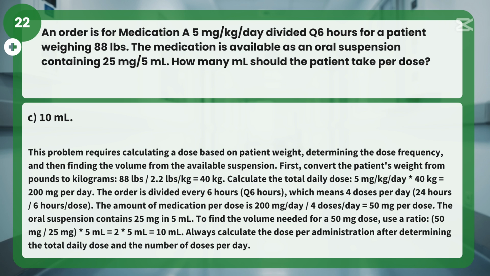The order is divided every 6 hours, Q6 hours, which means 4 doses per day, 24 hours / 6 hours per dose. The amount of medication per dose is 200 milligrams per day / 4 doses per day equals 50 milligrams per dose. The oral suspension contains 25 milligrams in 5 milliliters. To find the volume needed for a 50 milligram dose, use a ratio: 50 milligrams / 25 milligrams * 5 milliliters equals 2 * 5 milliliters equals 10 milliliters. Always calculate the dose per administration after determining the total daily dose and the number of doses per day.